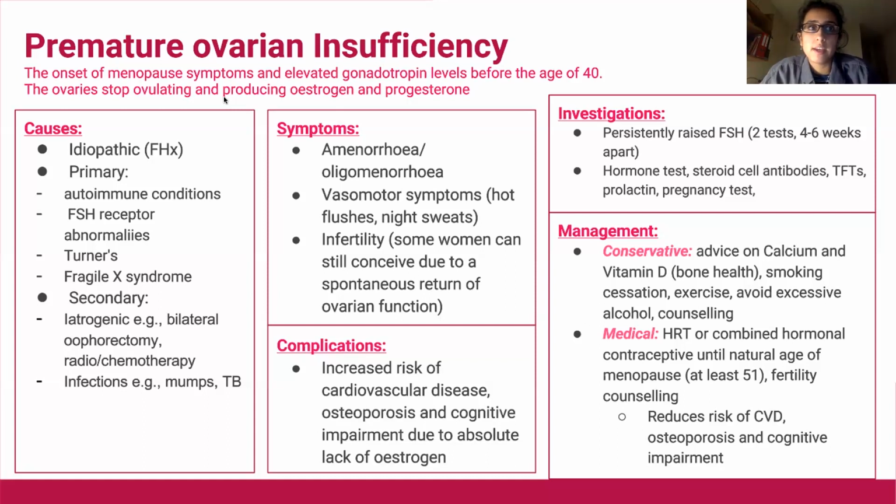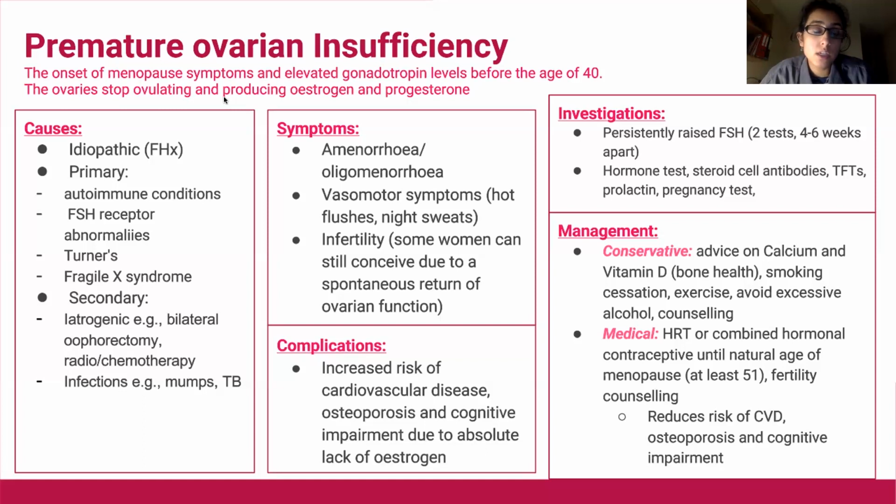Often patients with idiopathic POI may have a family history of it. It can be primary, so there can be autoimmune conditions targeting the ovaries. We can have FSH receptor abnormalities, Turner syndrome, or something called Fragile X syndrome as well, which is caused by an X-linked dominant mutation. But again, it's slightly rarer, and this will come up more in peds.